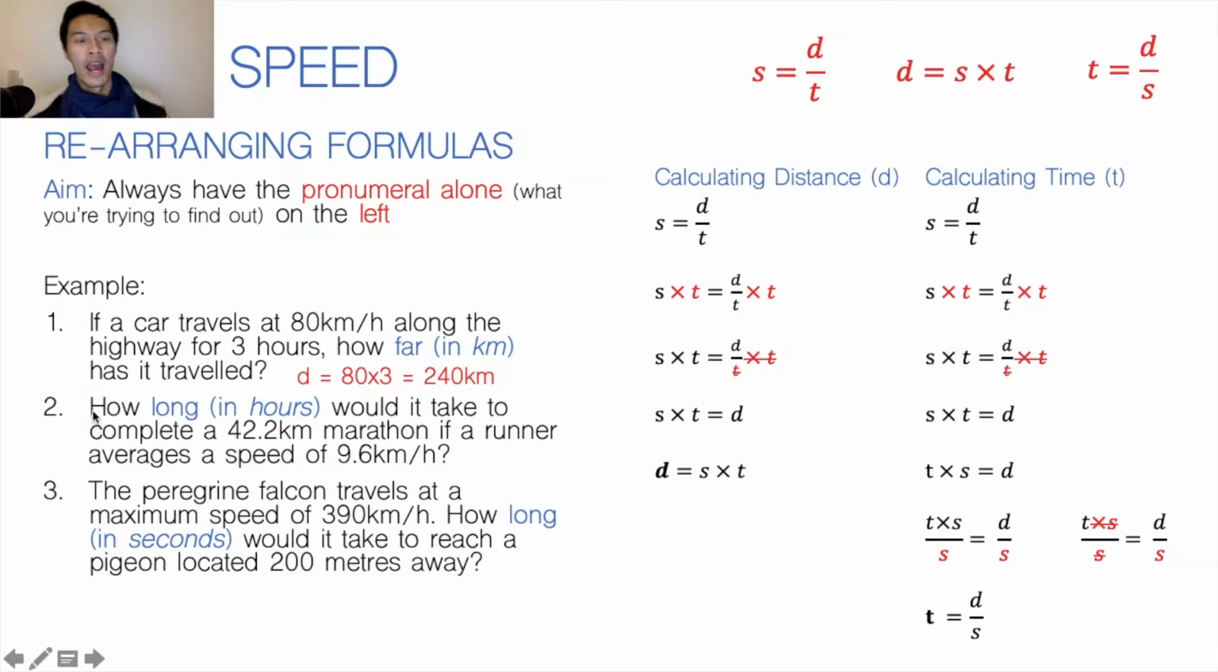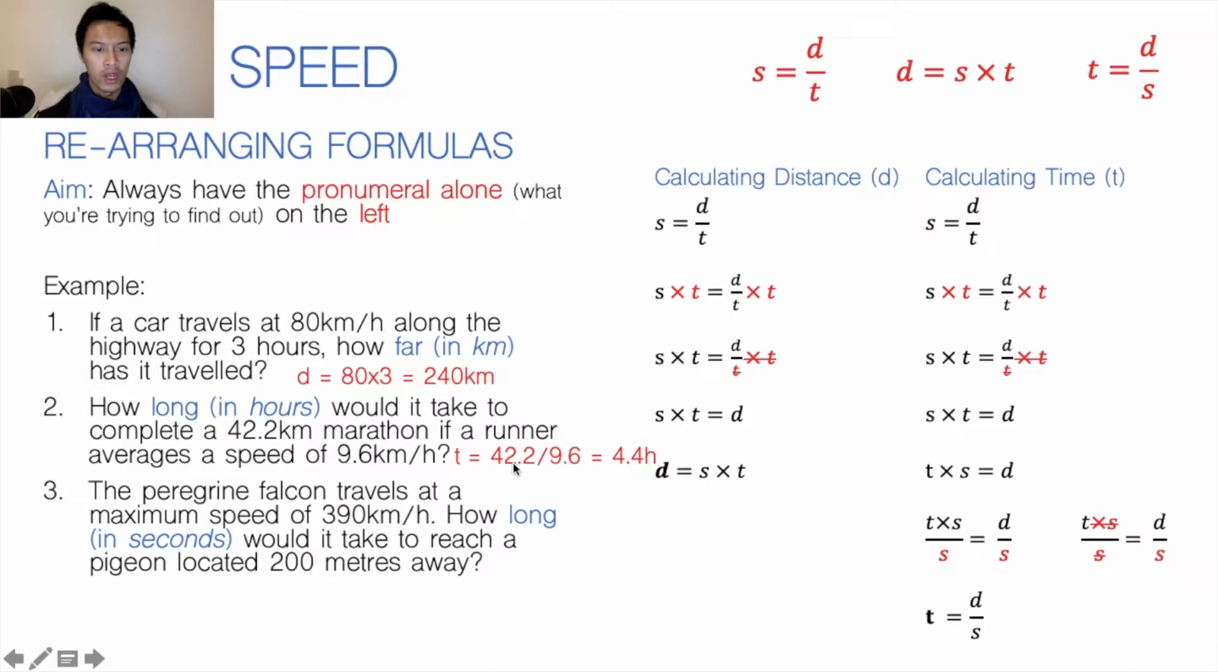The second question says, how long in hours would it take to complete a 42.2 kilometer marathon if a runner averages a speed of 9.6? So now you're after time. So you're going to use the time formula, which is distance divided by speed, okay? So distance is equal to 42.2 kilometers, and the speed, conveniently, is in kilometers per hour. So therefore, the time will be 42.2 divided by 9.6, which gives you 4.4 hours. So it takes about 4.4 hours for this runner to accomplish 42.2 kilometers, okay?